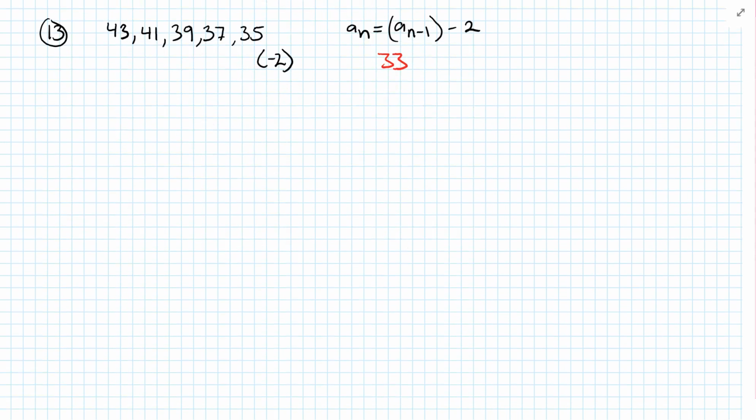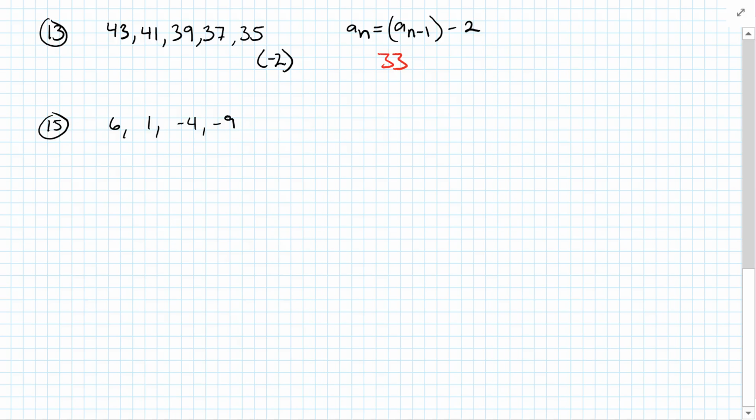All right, 15. The order looks like this: 6, 1, -4, -9. It looks like we're subtracting 5 every time, so I could say that a sub n equals a sub n minus 1, minus 5. The next term, -9 minus 5, would be -14.